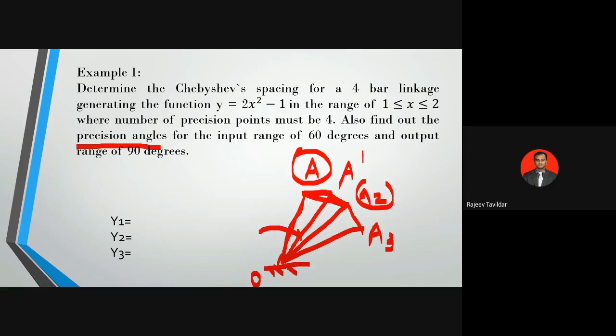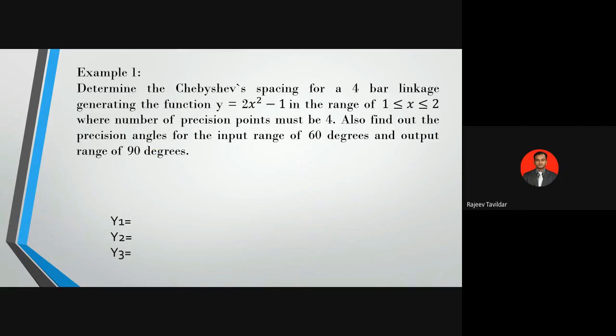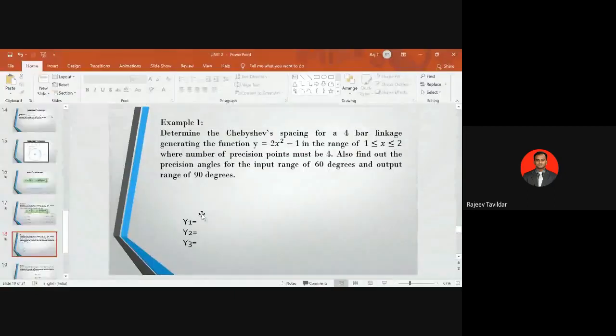The precision points which we have found out deal with the linear displacement or the linear distance of the points. And now we are finding out the precision angles. Let us solve this. In the last slide, I put one more image that will give you a clear picture. So to begin with this problem, I need you guys to find out what is this y1, y2, y3, and y4 also. Not written here.